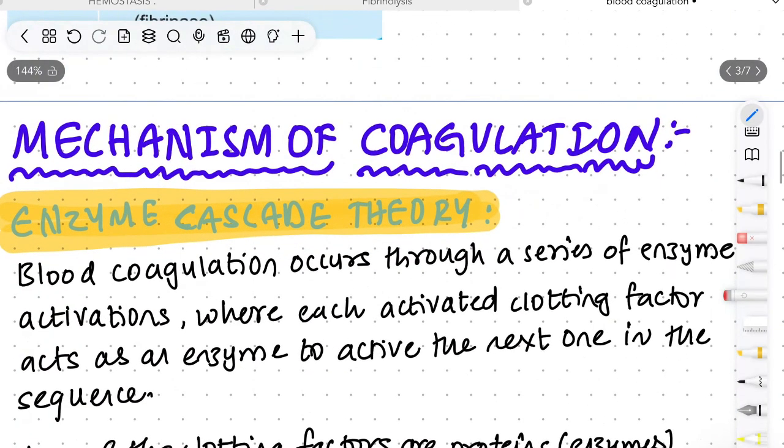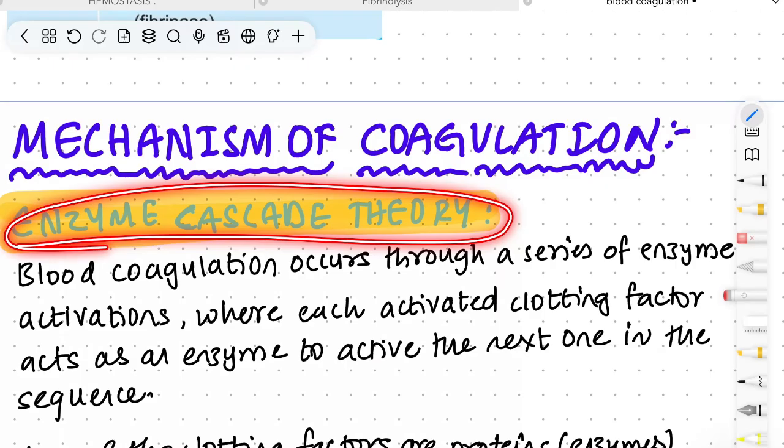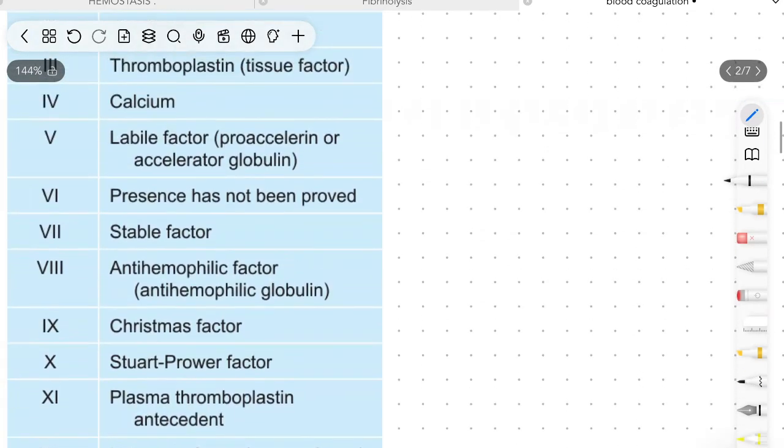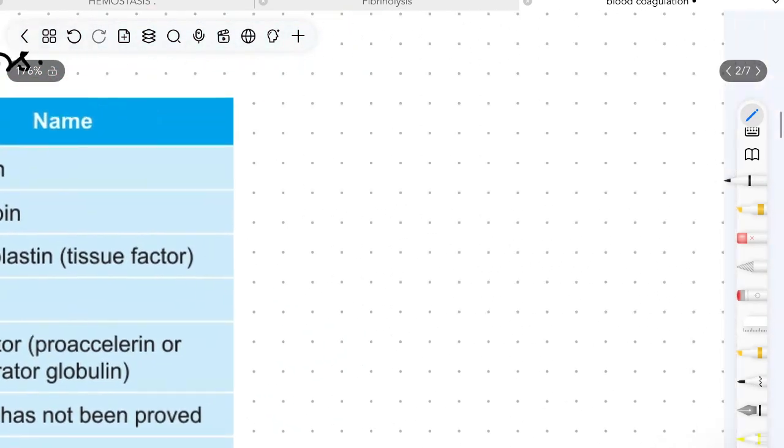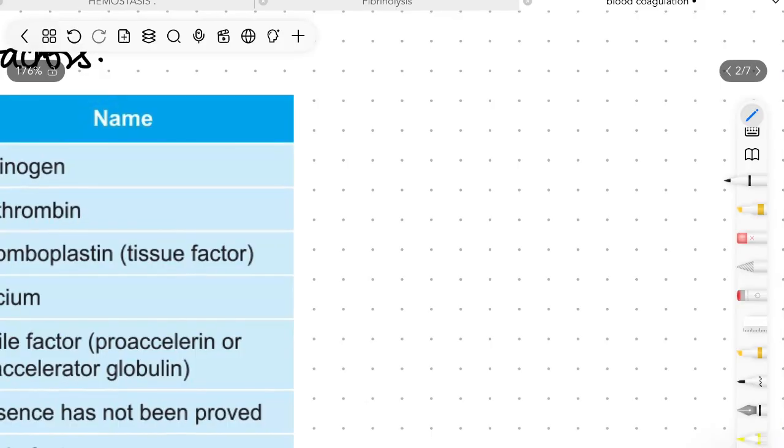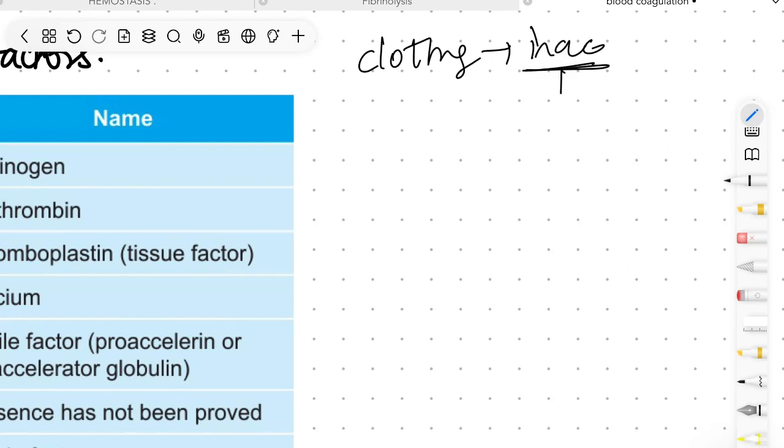Now let us study the mechanism of coagulation. Before studying the mechanism of coagulation, I need to tell you something about the enzyme cascade theory. Now what exactly is this enzyme cascade theory? We all know that the clotting factors are in inactivated state. These inactivated clotting factors must be activated for the process of clotting, right?